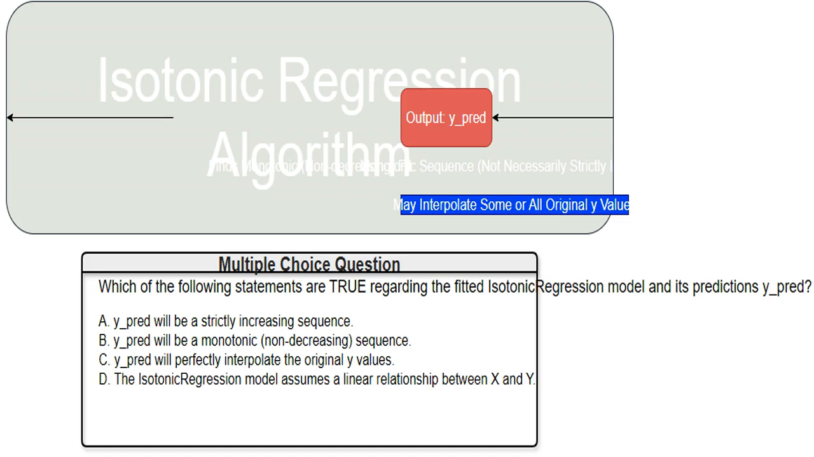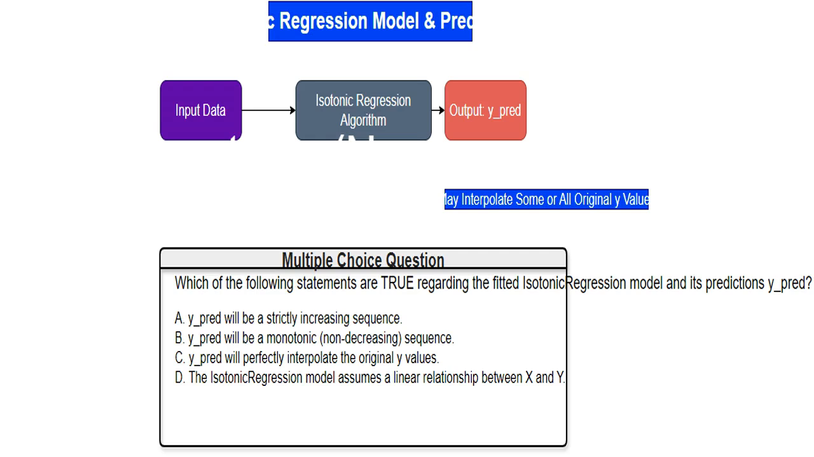The isotonic regression algorithm is a special type of regression that only fits relationships that increase or stay the same. It never decreases. The algorithm's job is to find the best fitting line through these points, but with a rule. The line must always go up or stay flat. It can't go down. That's what monotonic non-decreasing means.